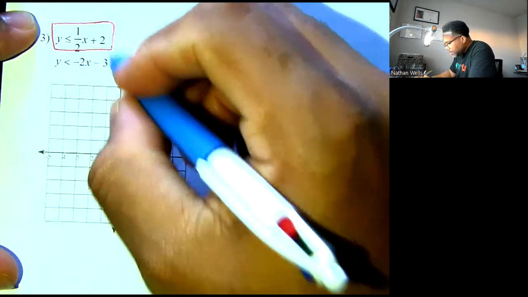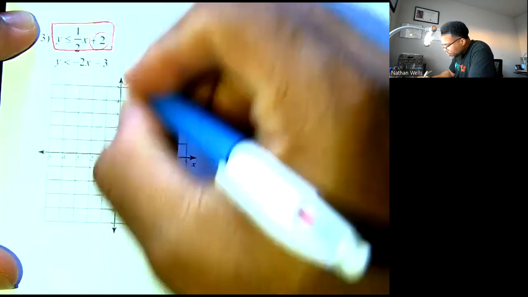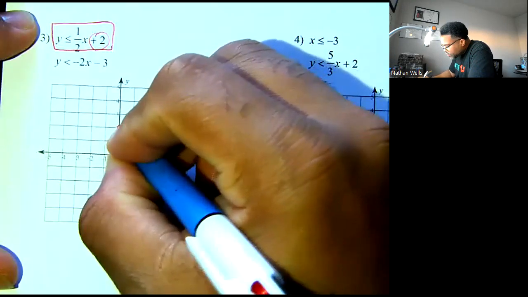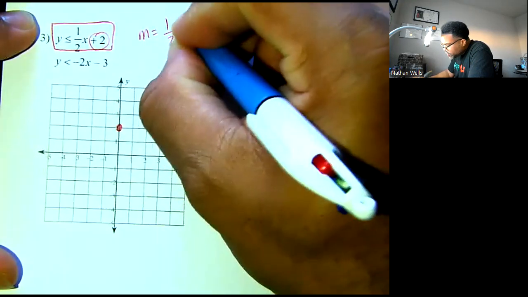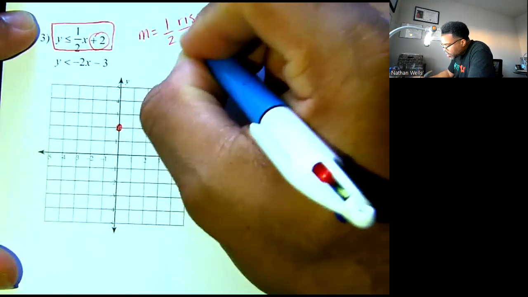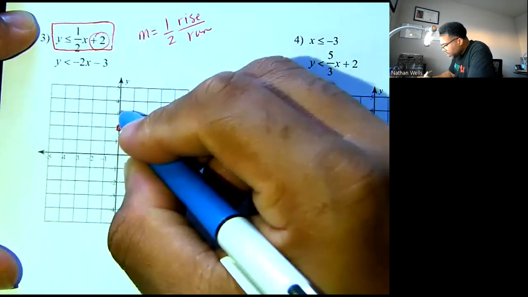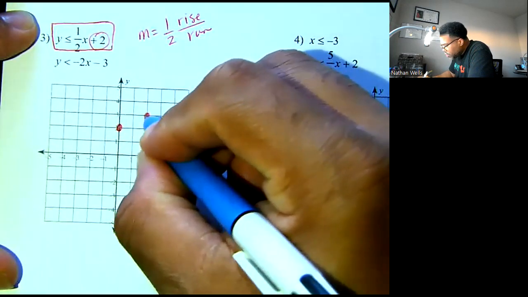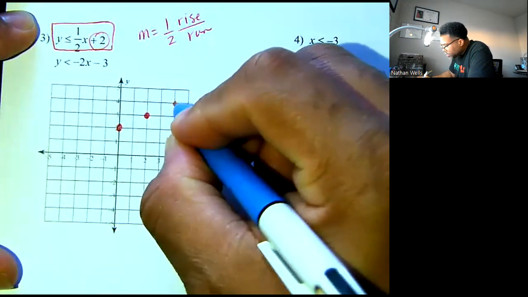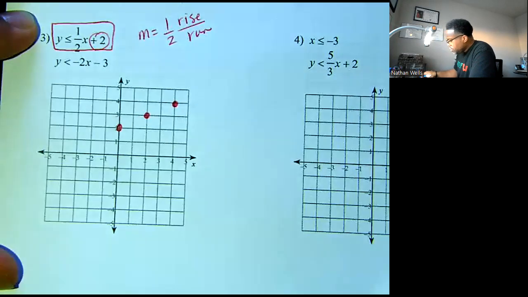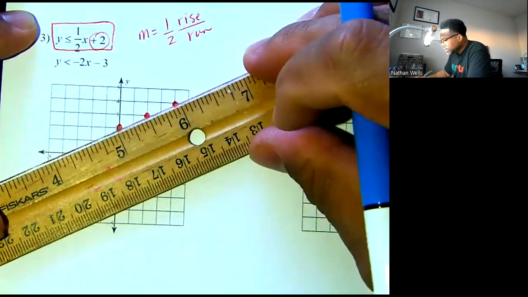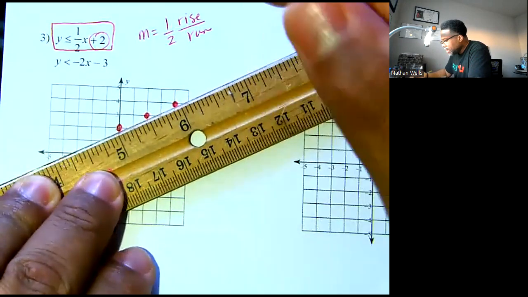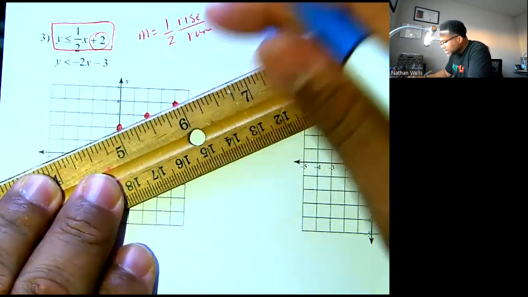So here, my y-intercept is 2. So I'm going to put a point at 2. My slope is 1/2. So I rise 1, run 2, rise 1, run 2, rise 1, run 2. Connect the dots, or the points, I should say. And it's going to be a solid line since it's less than or equal to.